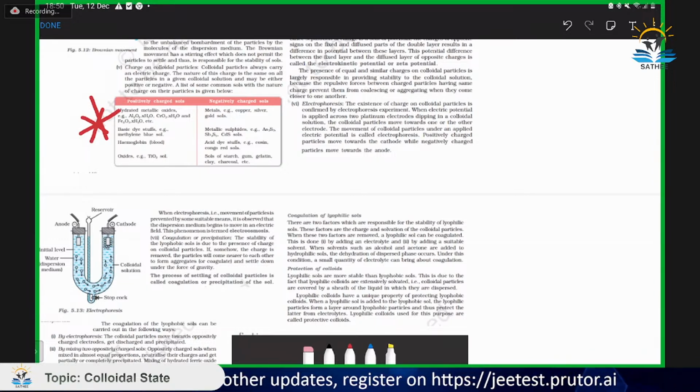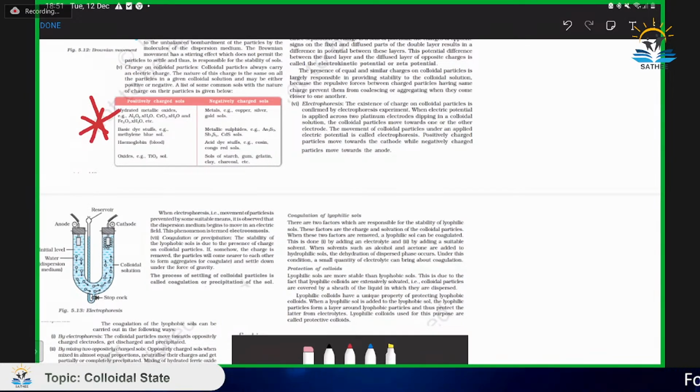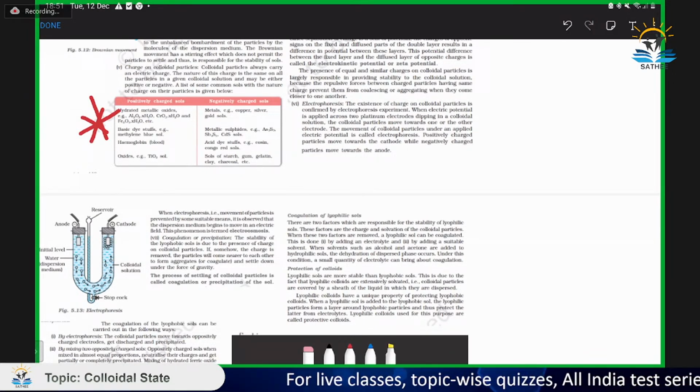Another thing is coagulation or precipitation. Here, as we have been saying from the start, when your dispersed phase particles get together to form bigger particles than needed for the colloids, then it's called a precipitate. If a precipitate forms, your colloid is going to break down and it's going to form a suspension. So basically, a difference in the dispersed phase particles is called precipitation or coagulation.